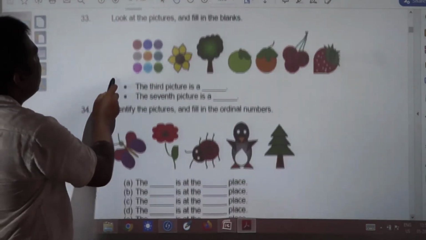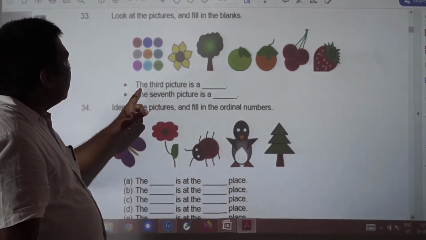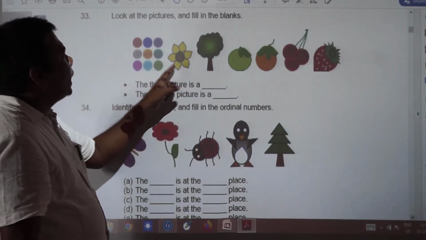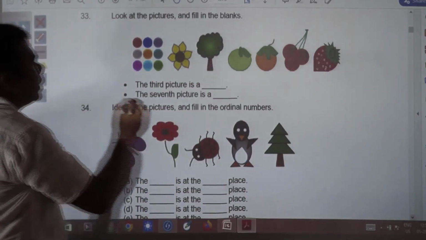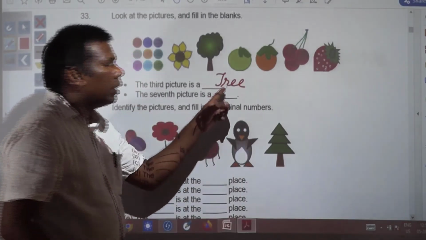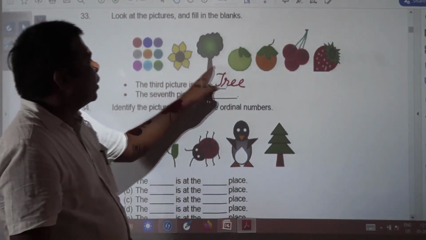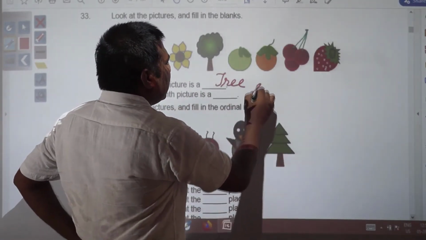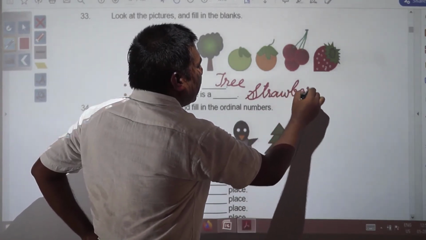Next you see, look at the pictures and fill in the blanks. The third picture: you count first, second and third. In the third picture what do you have? You have a tree, so simply it is written tree. The seventh picture: you find out first, second, third, fourth, fifth, sixth and seventh. If you recognize this, what is it? It is a strawberry.